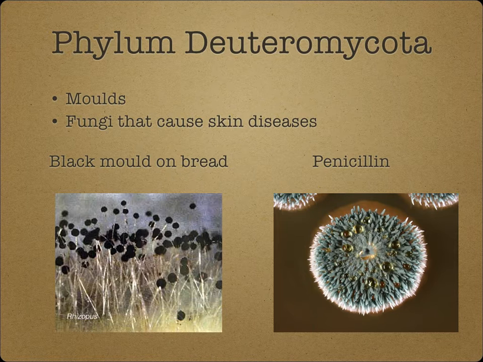Phylum Deuteromycota consists of molds and fungi that specifically cause skin diseases. This phylum is also known as imperfect fungi, as it groups together all fungi that do not fit the morphological or genetic characteristics of the other more defined phyla.